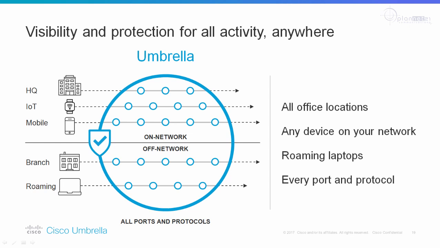Umbrella provides visibility and protection for all your internet traffic. Specifically, Umbrella provides the visibility needed to protect internet access across all office locations, all devices on your network, and roaming laptops. It provides visibility into sanctioned and unsanctioned cloud services, so you can uncover new services being used, see who's using them, and identify that potential risk.